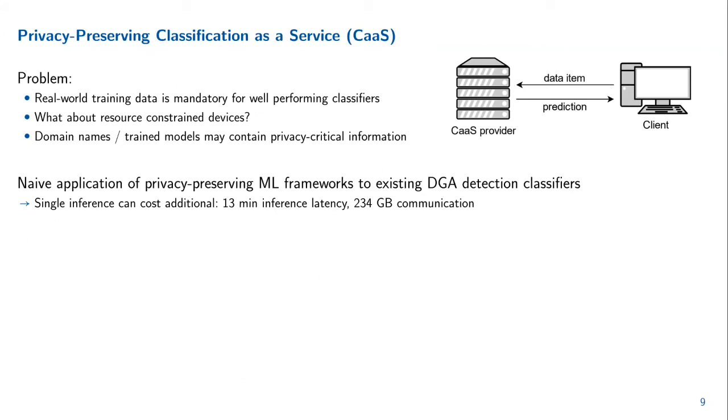And here, of course, if you send a data item, you don't want to send it in plain, as the model provider would know which website you want to visit, and also the calculations done here should not be leaked to the client, as it may leak privacy critical information of the training data. And there are already proposed privacy preserving ML frameworks.